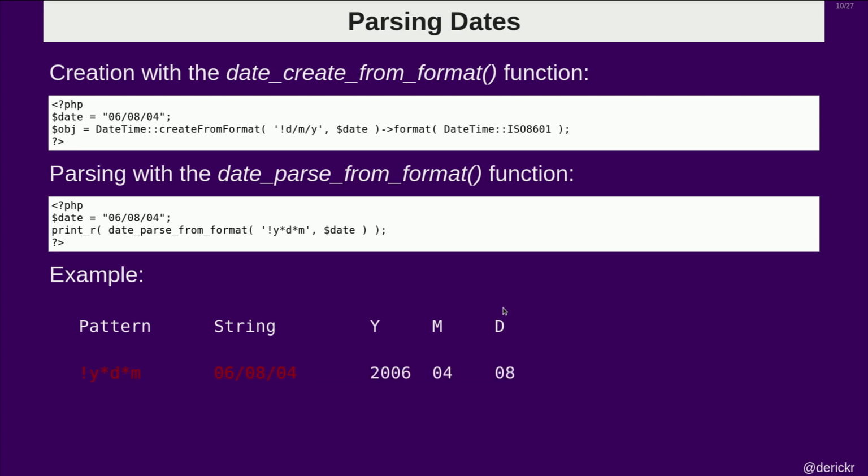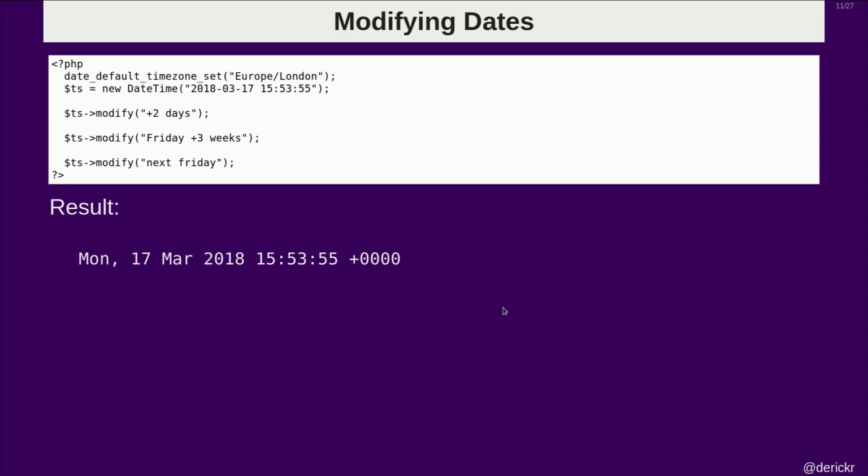So that's what you can do, and then you have your results. After you've created these datetime objects, you can also start modifying them. There are a few methods with the datetime class that allow you to modify something.